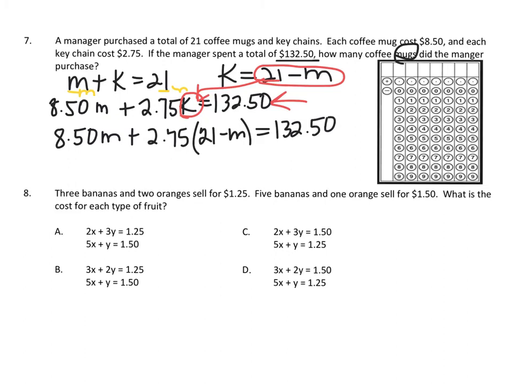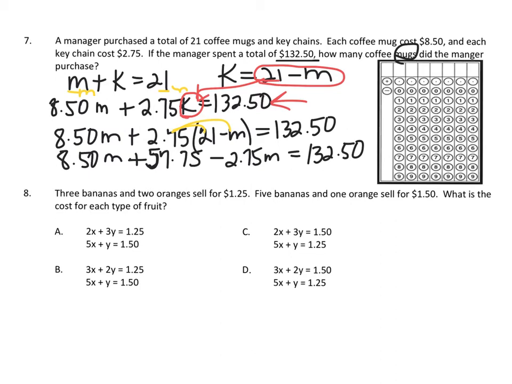So next step is to distribute. So I have 2.75 times 21, which is 57.75, minus 2.75 M. And then of course we still have the 8.50 M. Okay, so now we're going to combine our like terms. 8.50 minus 2.75 is 5.75 M, plus 57.75 is going to equal 132.50.